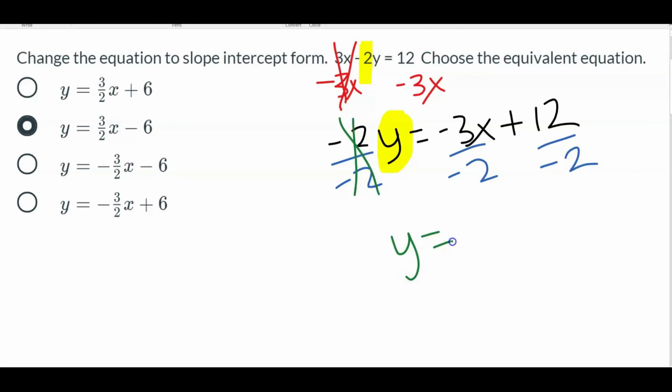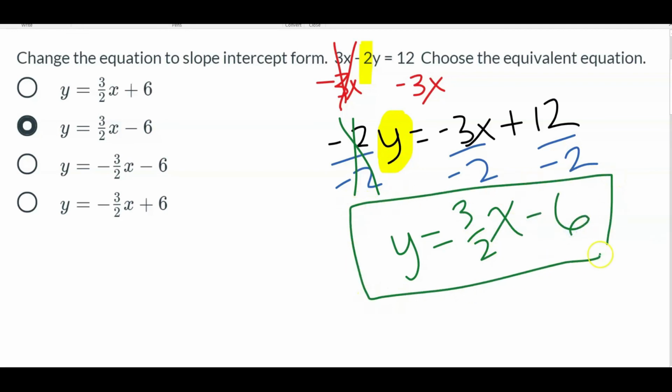Y equals two negatives, negative 3 over negative 2, divide to give me positives, and then 12 divided by negative 2 is negative 6. That is now in slope-intercept form. I just had to move the x to the other side, and then I had to divide by what was in front of y. Okay, so positive 3 over 2x minus 6.